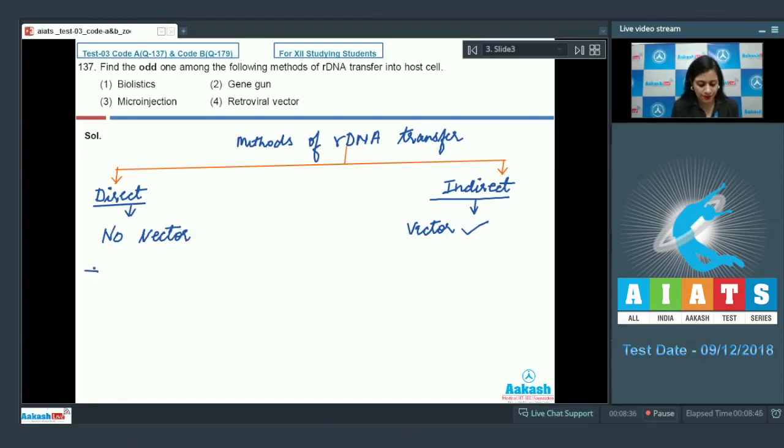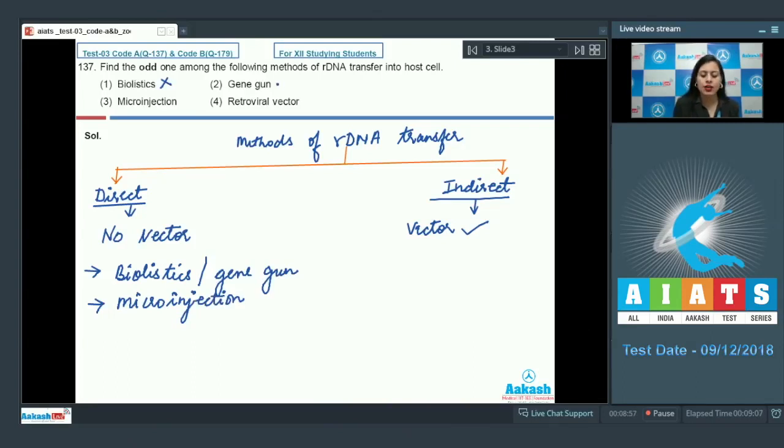Direct methods involve ballistics, also known as gene gun method, and microinjections. So option number 1 cannot be a correct answer, option number 2 cannot be a correct answer, option number 3 cannot be a correct answer. Whereas the last option, that is retroviral vector, is an indirect method of recombinant DNA transfer into the host cell. So the correct answer for it would be retroviral vector, as the name suggests. It involves vector. So the correct answer is option number 4.